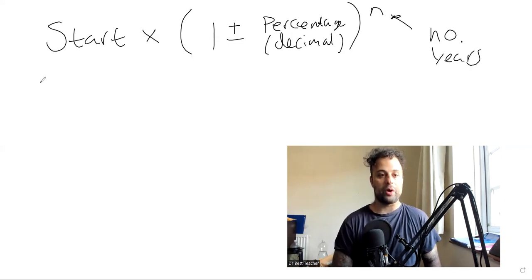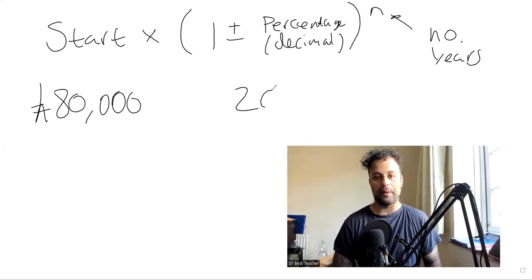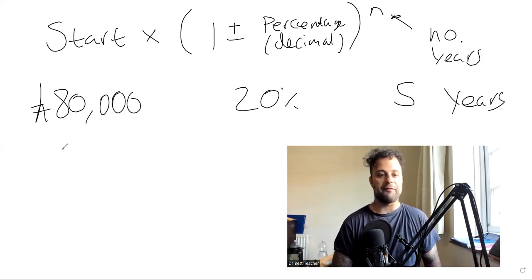But let's go with a question. So let's say I bought an £80,000 home, and the housing market is doing pretty well. It's going up by 20% a year. Okay, per year, it goes up 20%. How much would I have in 5 years? Okay, that's the question. So my start value is 80,000.